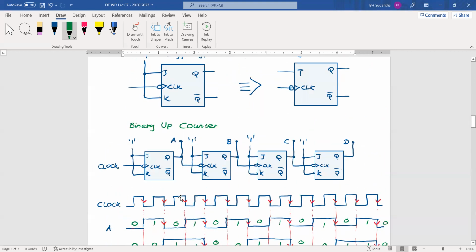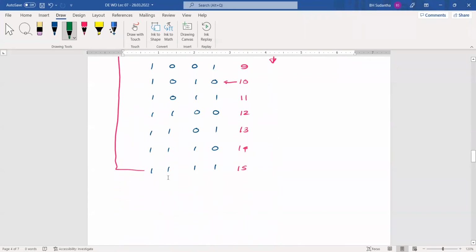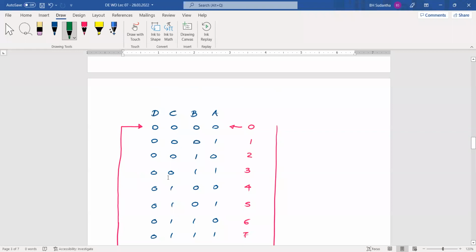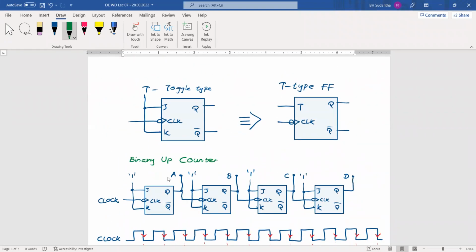With that, what type of number can we see? 0, 0, 0, 0 to 1, 1, 1, 1. Then what is the number here? It's a 4-bit number. Because of that, this is a 4-bit binary up counter. This name suggests it is a 4-bit binary up counter. Okay. It's fine.